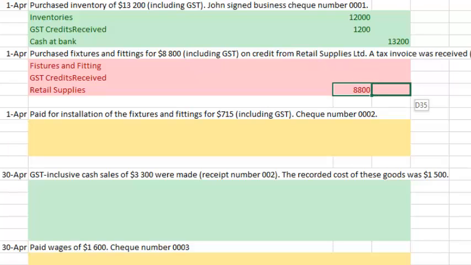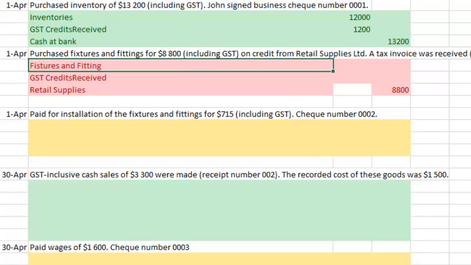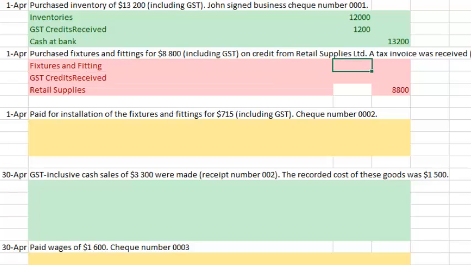Let's put it in the right part. Fixtures and fittings. If I spelt this thing right, it'll be good. In this instance, we've got 8,000 there, and when we divide the 8,800 by 11, we get $800, and that's our GST component that we're going to get back from the government. So two debits equaling that credit. So that's out of the way.